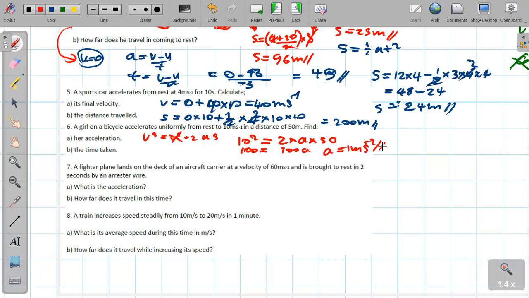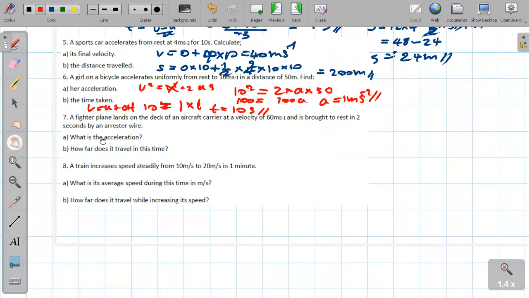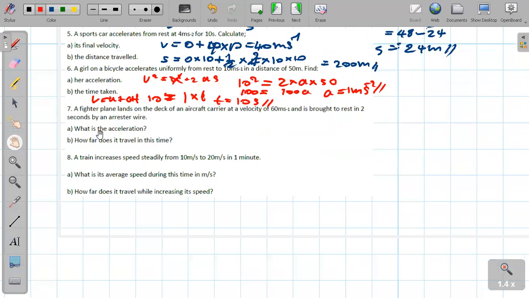Yes, sir. Okay. Now you can find out the time in this way, v equals u plus at. So v is 10, u is 0, a is 1, times time, which is something you don't know. Time is also 10 seconds. Understood? Yes, sir. Okay.